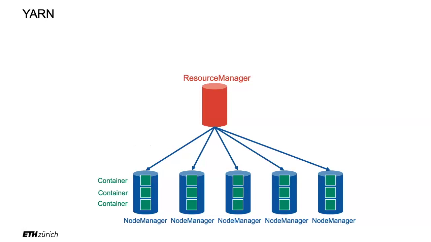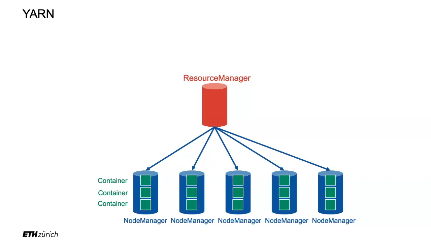So what we have in YARN is the notion of container. A container is a little bit like a virtual machine, kind of, sort of, right? So a container is a bunch of resources on a machine with so and so many cores and so much memory. For example, 4 cores and 16 gigabytes of RAM, but you might have multiple containers on the same machine. For example, if you have 16 cores, you could have 4 containers of 4 cores each, and so on and so on. So this container thing is the way to manage the resources.